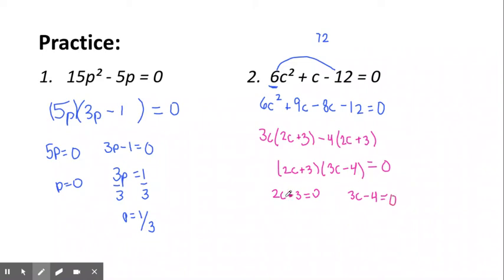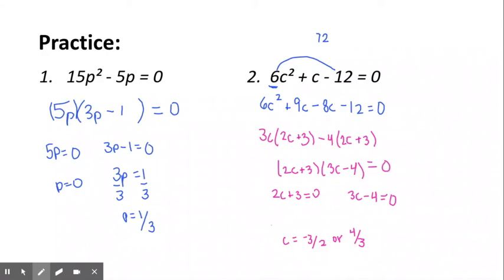Our final answer, this first one here would give you the answer c can equal negative 3/2. And for that second equation, we get c can equal 4/3. So we could say c equals negative 3/2 or 4/3. Remember, it's okay for the variables to equal fractions. Sometimes people don't like or stress when they equal fractions, but it's completely okay.